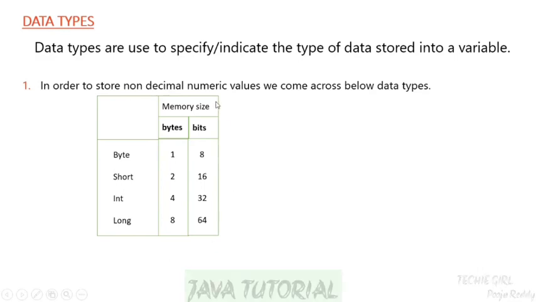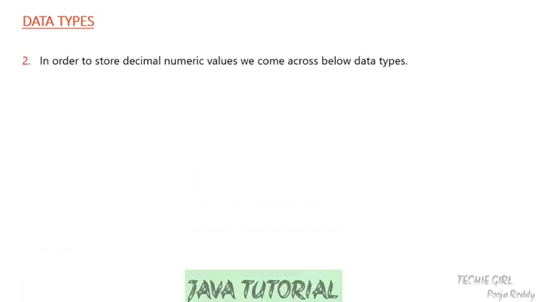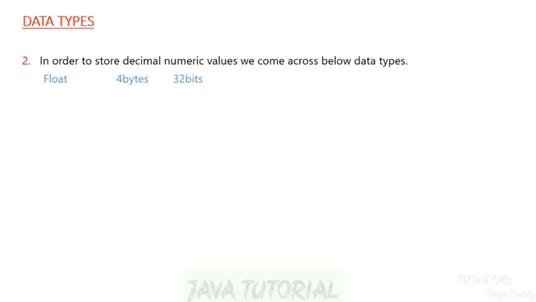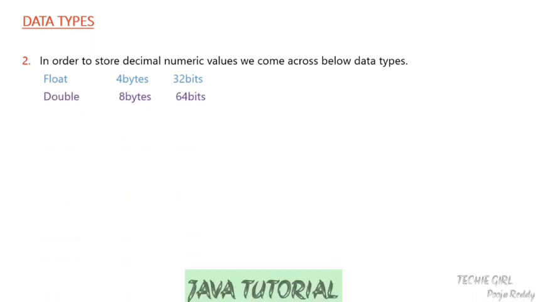And in order to store decimal numeric values, we have a few data types. Float is a data type which can be used to store decimal numeric values of 4 bytes, which is equal to 32 bits. And we have one more data type to store decimal numeric values, that is double, which can store 8 bytes of data, which is equal to 64 bits.